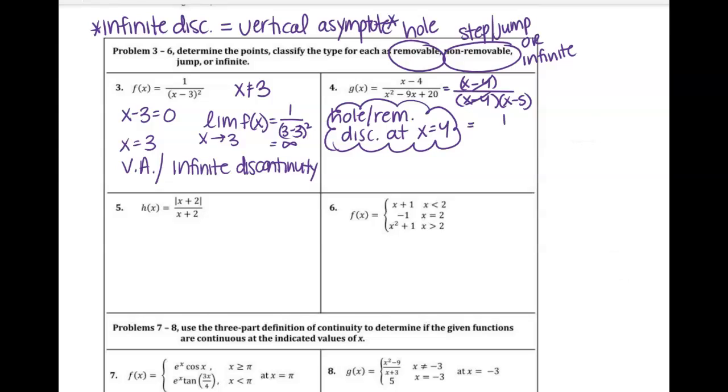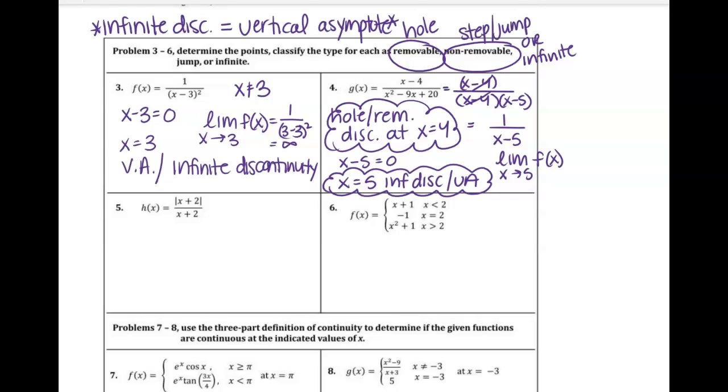And so our function now is 1 over x minus 5. If you set x minus 5 equal to 0, you end up with x equals 5 being your infinite discontinuity / vertical asymptote. And if you just straight up plug in a 5 here, 1 over x minus 5 is 1 over 5 minus 5. 1 over a really small number goes to infinity. So then the limit as x approaches 5 equals infinity. And that's how you prove that something is a vertical asymptote.